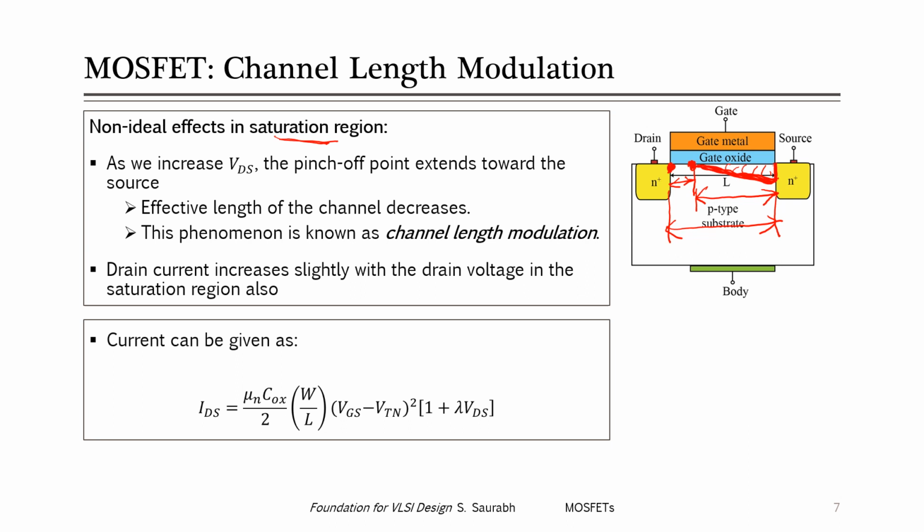So we can model this effect using this equation. This is the equation that we saw for the saturation current, right? And we add one more term, 1 plus lambda VDS, to show that IDS depends on the VDS, right? So this lambda is basically the channel length modulation factor.